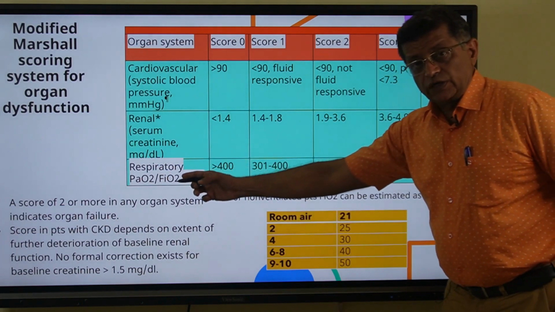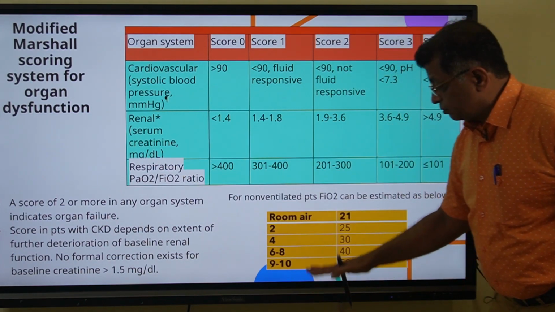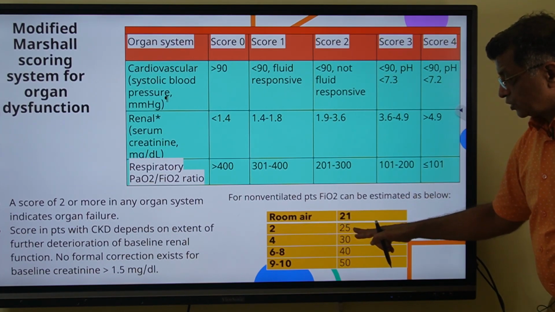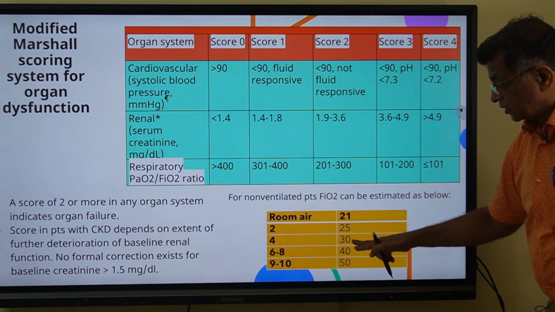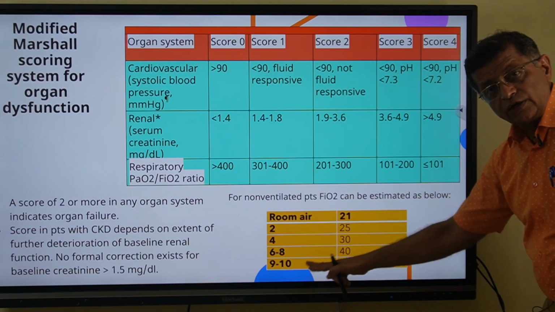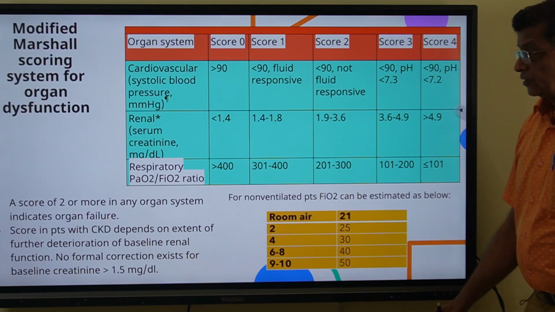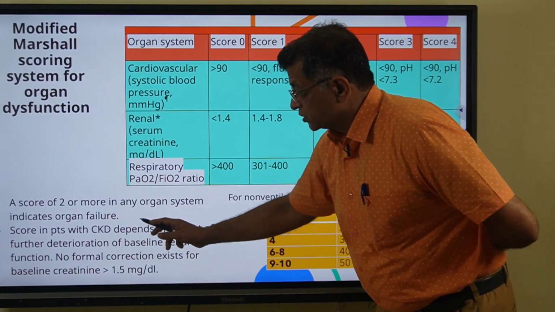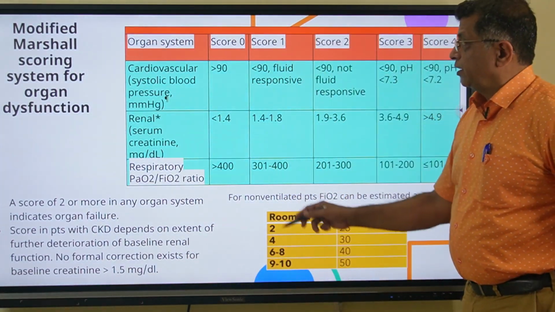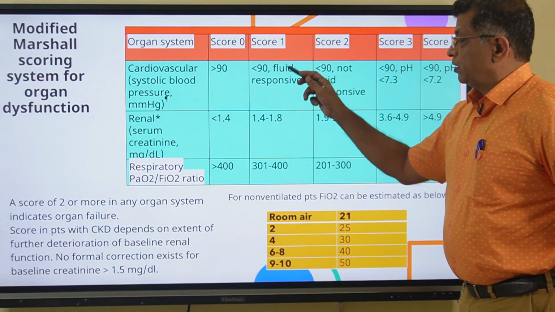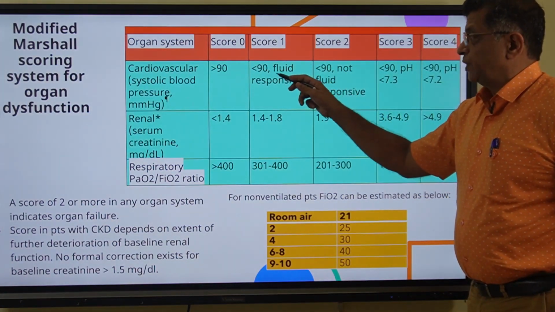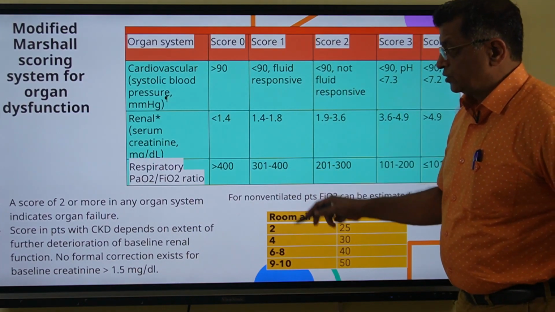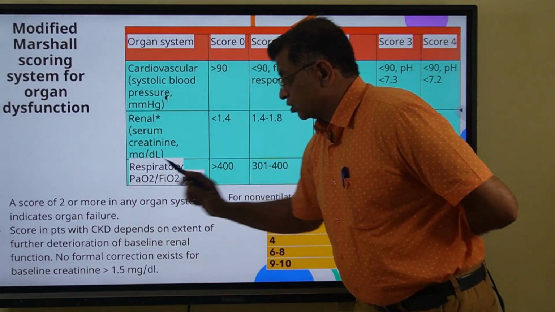If the patient is not on a ventilator, then FiO2 is calculated by this formula. If the patient is on 2 liters per minute oxygen, then FiO2 is considered to be 25%. If on 4 liters, 30%; 6 to 8 liters, 40%; and 9 to 10 liters, 50%. That is, FiO2 will be 0.5. So a score of 2 or more in any organ system indicates organ failure. So for example, if the patient has BP less than 90 and is fluid responsive, and the creatinine is 1.6, the patient gets 2 points. A score of 2 in any organ system indicates organ failure.